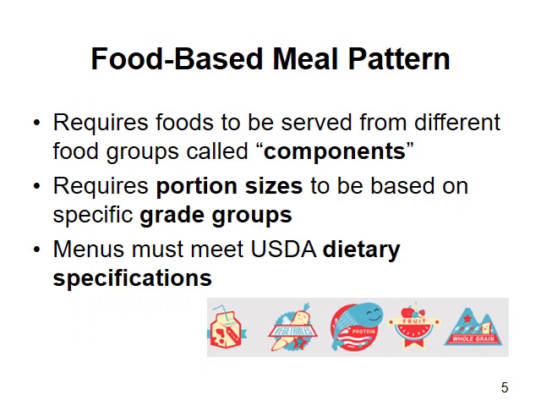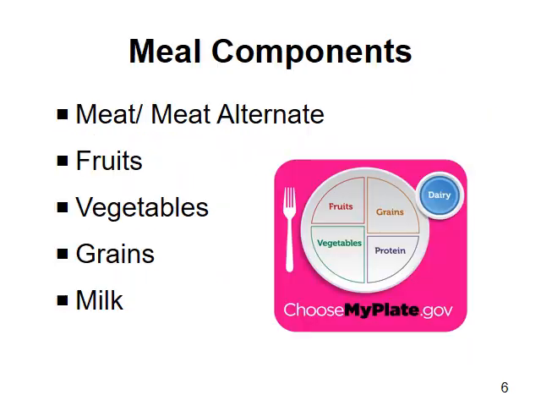The lunch meal pattern is based on different food groups, called components. There are required portion sizes based on the specific grade groups, and menus must meet USDA's dietary specifications. These are the 5 components of the lunch meal pattern: meat alternate, fruits, vegetables, grains, and milk.